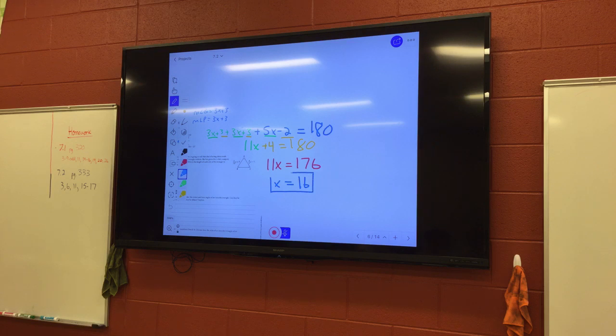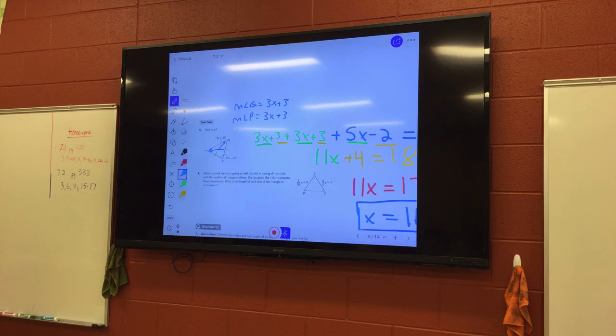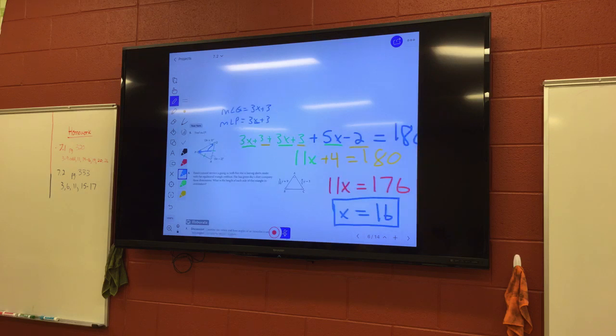Okay, so now that I have that x, what do I want to do with it? Plug it in. So I'm just going to plug in for that x there. It'll give me 3 times 16 plus 3. 3 times 16 is 48 plus 3, so that'll give me 51. So that tells me that angle P is 51. Since I know angle P is 51, what other angle is 51? Angle Q. Okay, are there any questions on how we find those? Is everybody good?